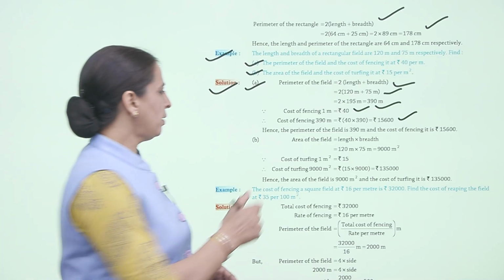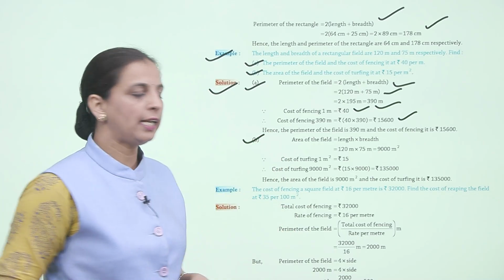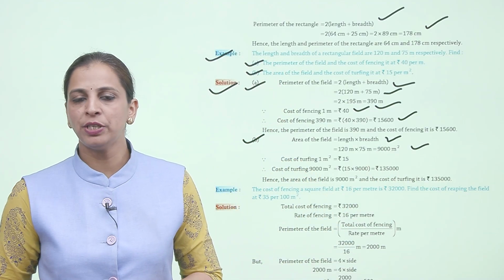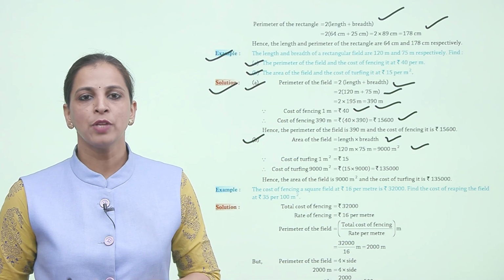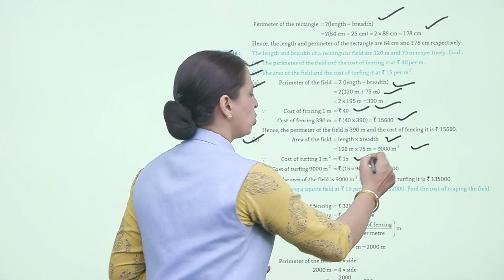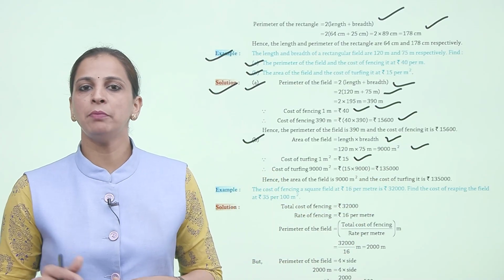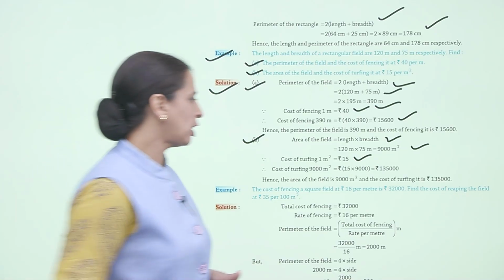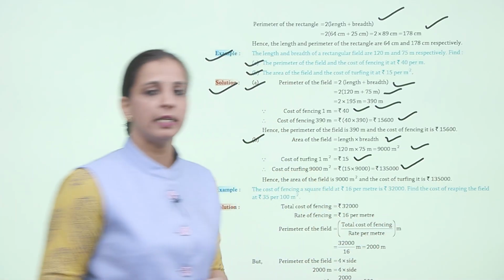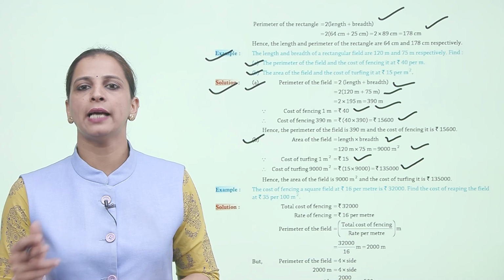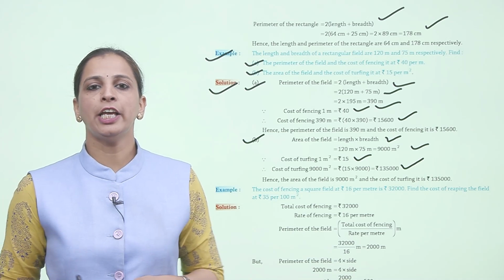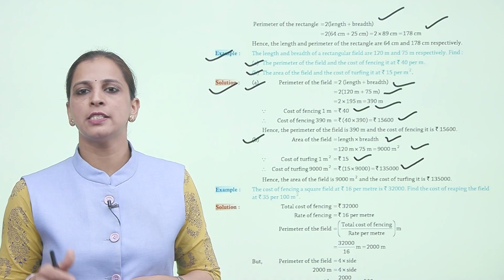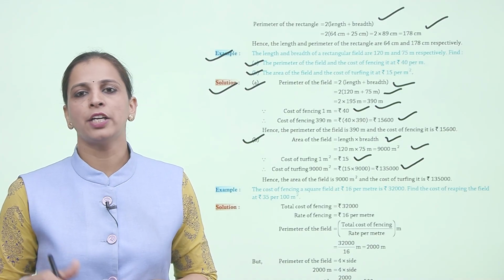Now next B part. Area of the field, rectangle है, length into breadth, that is 120 meter into 75 meter, that is 9,000 meter square. Cost of turfing is equals to rupees 15 per meter square. 1 meter square की 15 rupees. तो हमें कितने की निकालनी है? 9,000 की multiplied by 15, that is rupees 1,35,000. Hence the area of the field is 9,000 meter square and the cost of turfing is rupees 1,35,000.